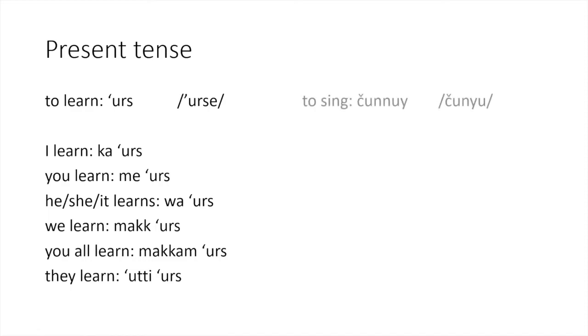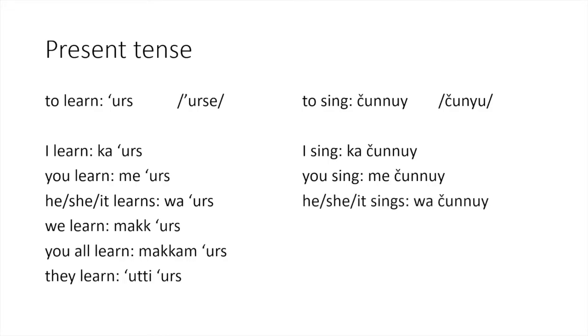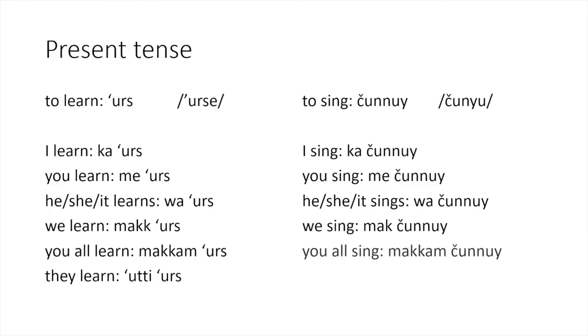So the other word that is going to come up a lot is chunnui, to sing. And the underlying form is in the slashes. But again, present tense, you do not need to worry about that. I sing. Gachunnui. You sing. Mechunnui. He, she, it sings. Wachunnui. We sing. Makchunnui. You all sing. Makkam chunnui. They sing. Utti chunnui.